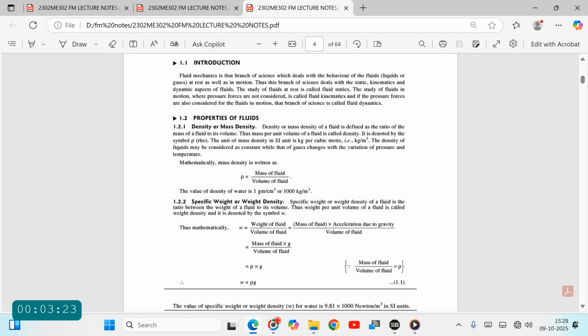An important property is density, often called mass density. It is the ratio of the mass of the fluid to its volume. Every fluid has a mass. Mass of the fluid to the volume is called mass density. For example, the density of standard water is 1000 kilogram per meter cube or 1 gram per centimeter cube.